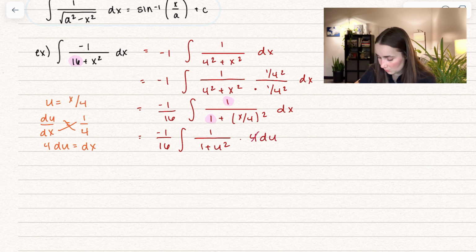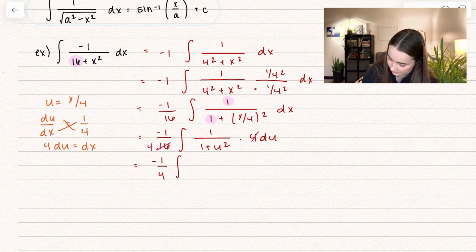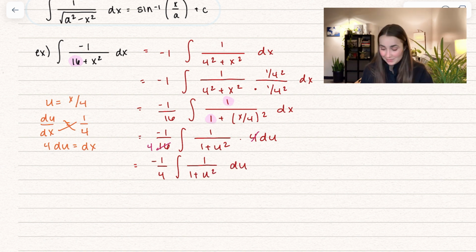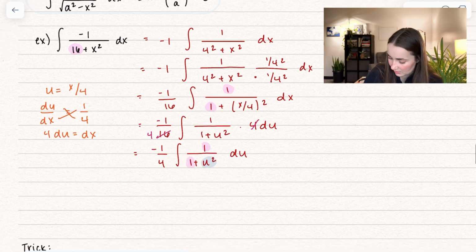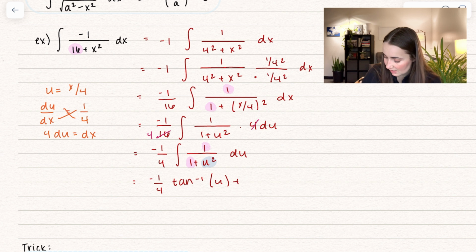That 4 cancels with one of the 4's in the 16, so that remains a 4 in the denominator. So this becomes negative 1/4. And now we have something we can take the antiderivative of. We're happy because this is a 1, this is a 1, and then this is a quantity u squared. So when we take the antiderivative, that negative 1/4 hangs out, and we get arctangent or inverse tangent of u plus c. But of course, we want to go ahead and replace that u back in.